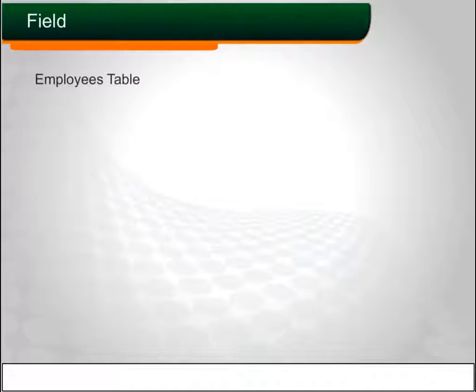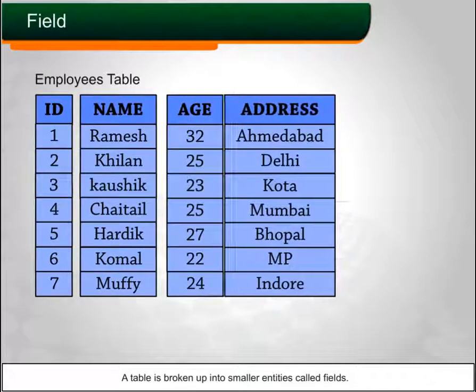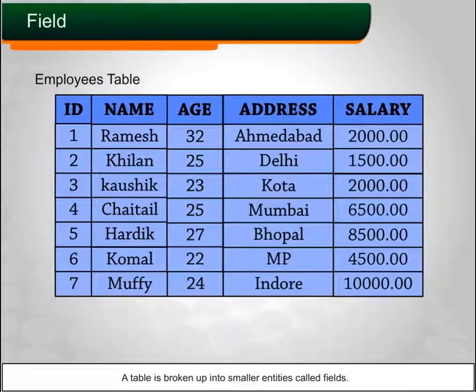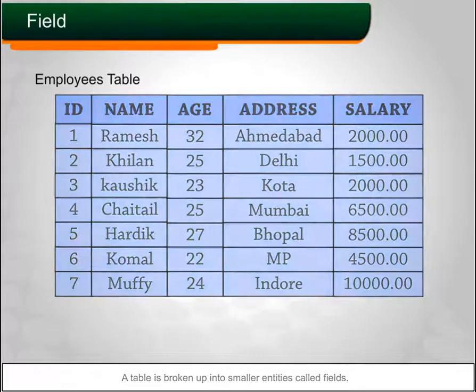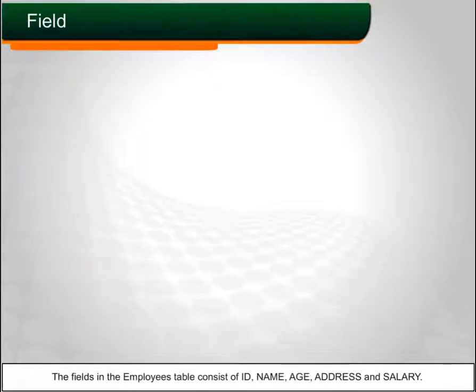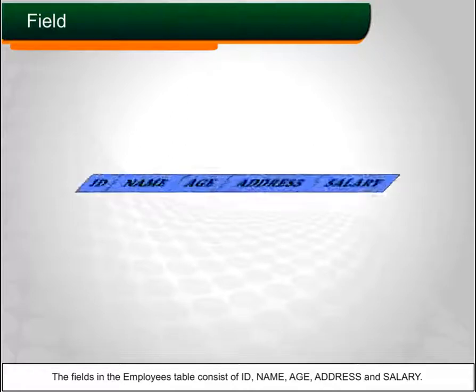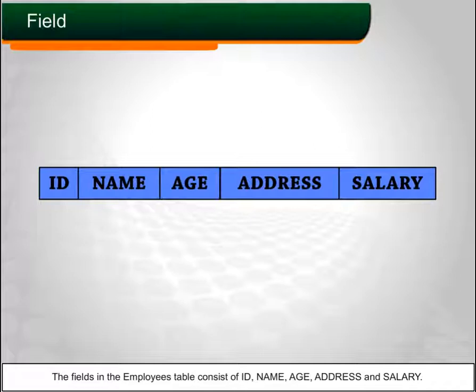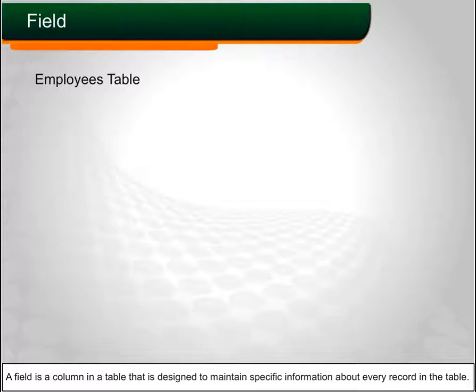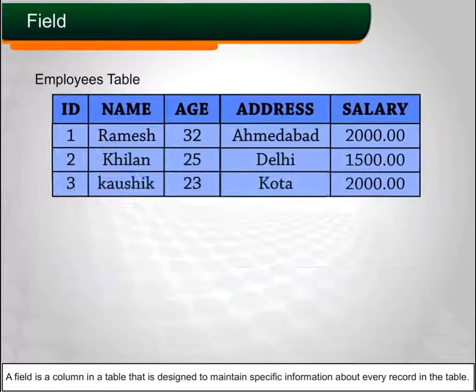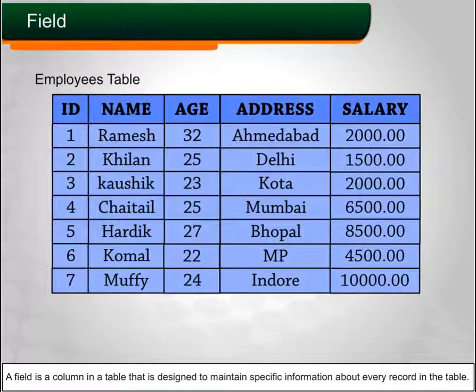Field. Employee table. A table is broken up into smaller entities called fields. The fields in the employee table consist of ID, name, age, address, and salary. A field is a column in a table that is designed to maintain specific information about every record in the table.